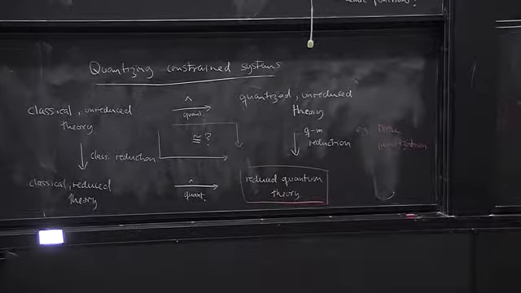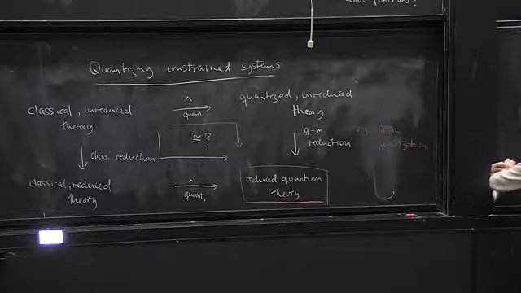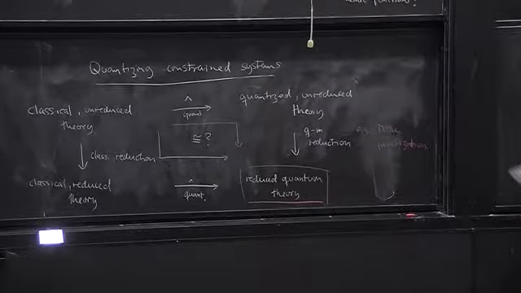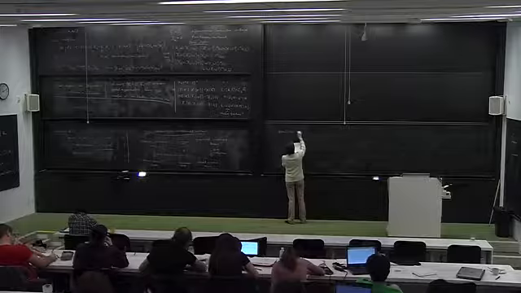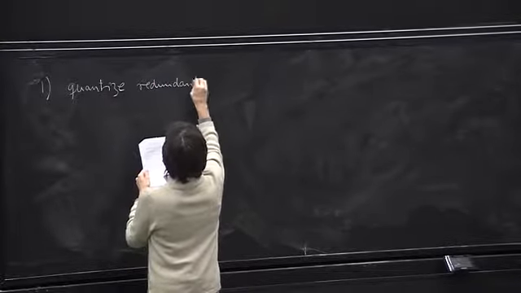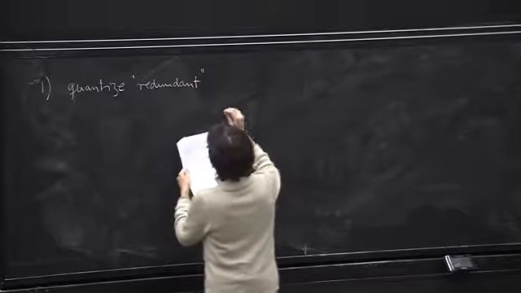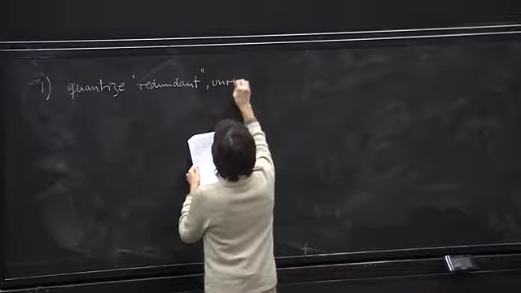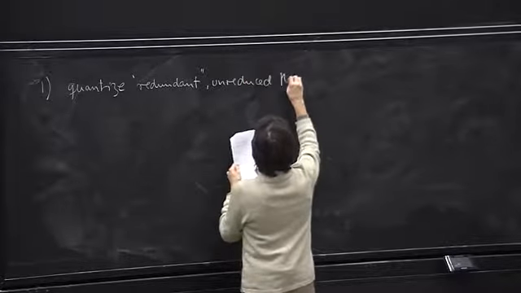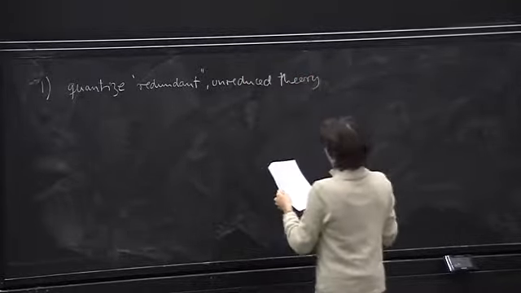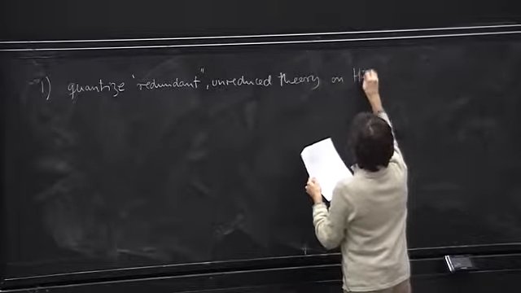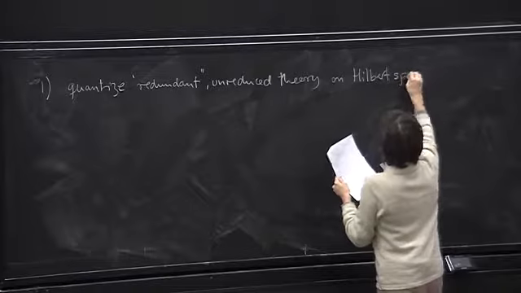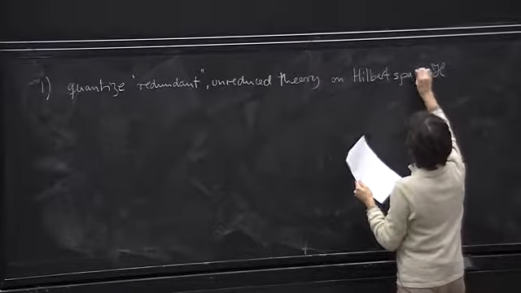What does this consist in? I still have 5 minutes to give you a sketch. More about this tomorrow. First, one quantizes. That's a prescription. One quantizes the redundant, I call it, in the sense of the presence of gauge degrees of freedom, the redundant, unreduced theory on some Hilbert space H. We're talking about canonical quantization, of course.